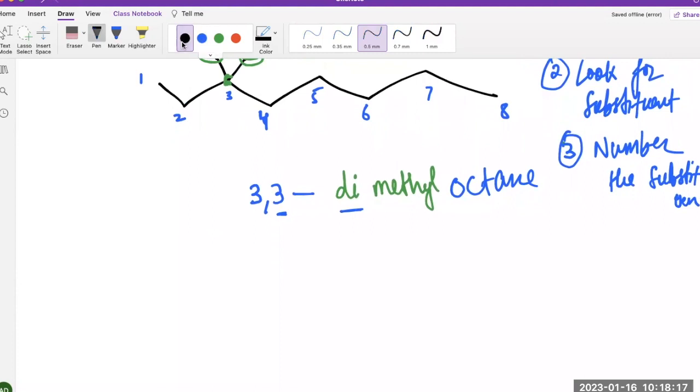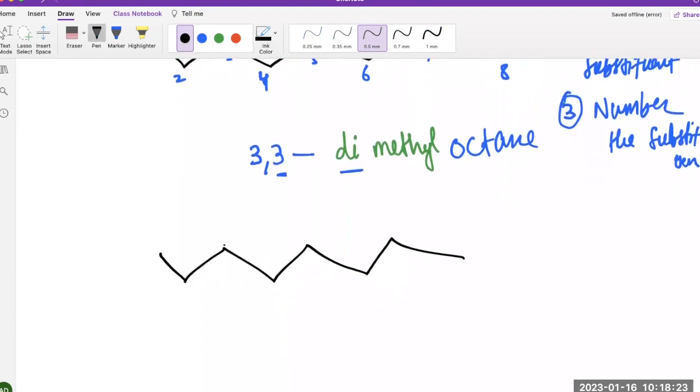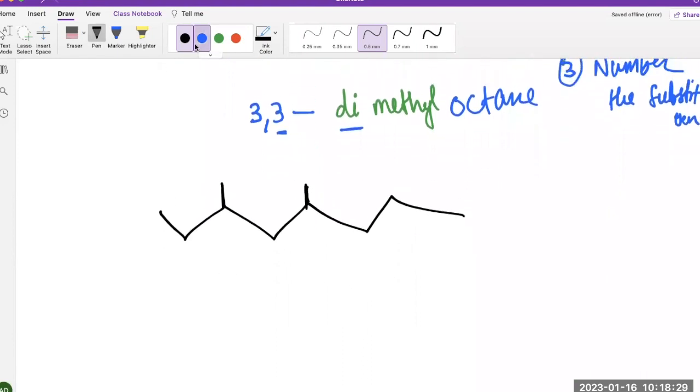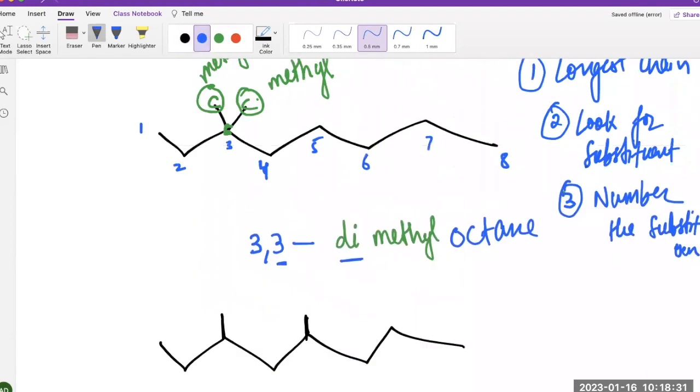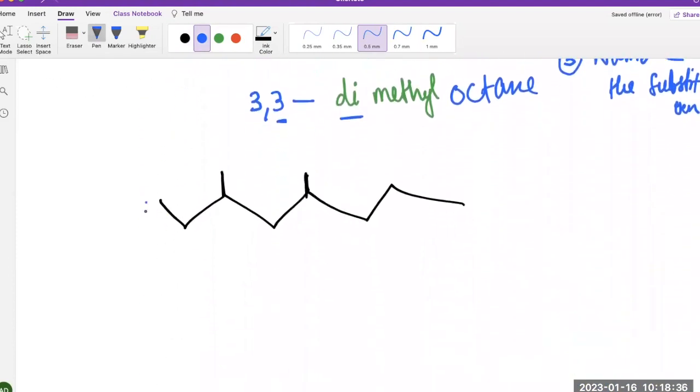I want to give you one more example where we have something very similar, but we want to make sure that we understand this correctly. So let's say, guys, I've got a methyl here, and then I've got another substituent here. So let's take a look at this now. Again, what is our first step? The first step is to find the longest chain. What is the longest chain? 1, 2, 3, 4, 5, 6, 7, 8.